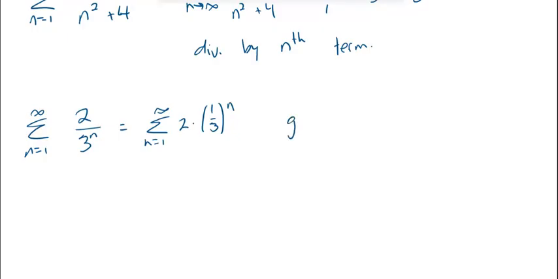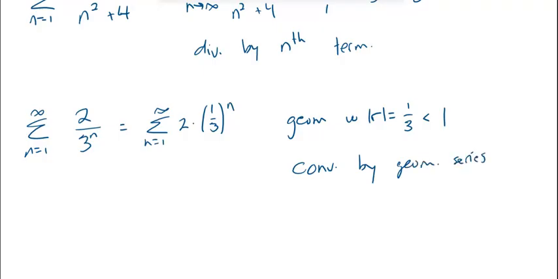So this is geometric with an absolute value of r equal to 1/3, which is less than 1, which is what we're looking for. So therefore it converges by geometric series. Again, say instead of 1/3, say it was 4/3. Well, that would be bigger than 1 and it would diverge by geometric series. Alrighty, let's see what we got next.